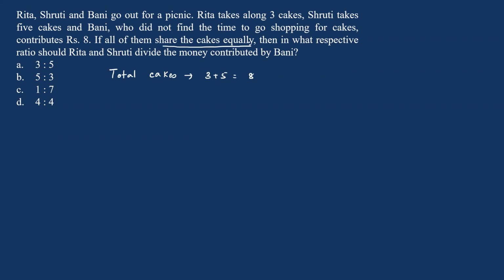This is the most important point, which means each person gets how much? Each person gets 8 by 3 cakes. So 8 by 3, okay? So can I talk about from Rita's point of view? Rita had 3 cakes. From 3 cakes, she ate 8 by 3 cakes on her own, which means 1 by 3rd of the cake was left for Bani. Clear?